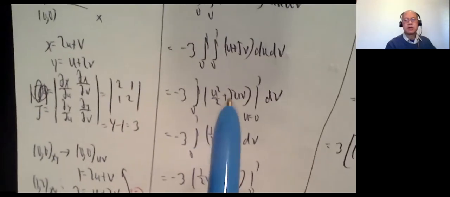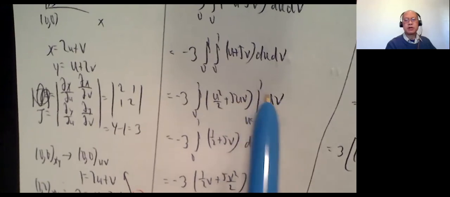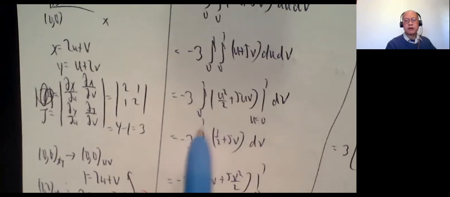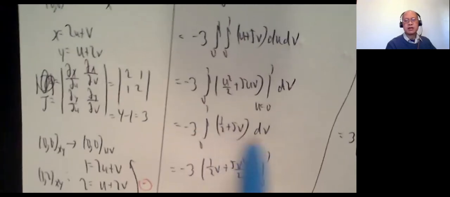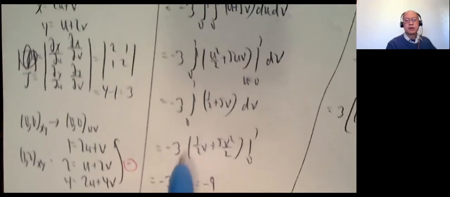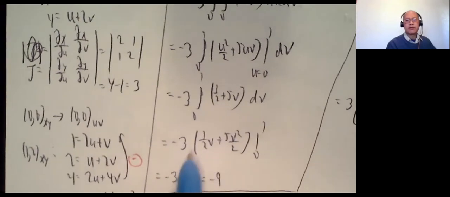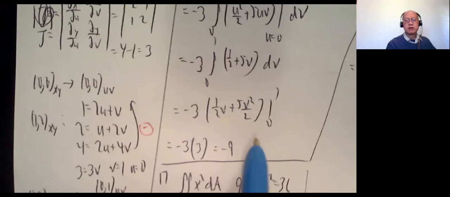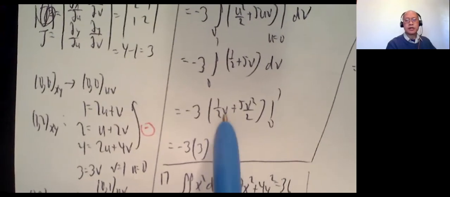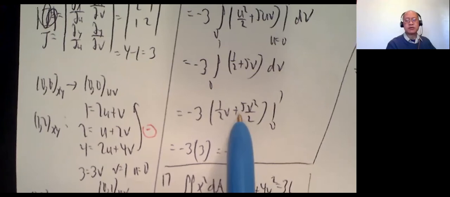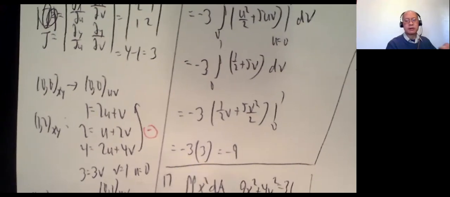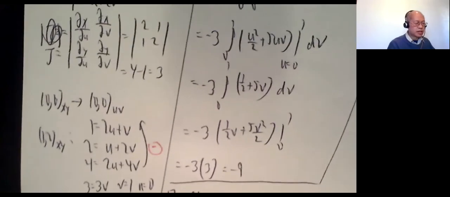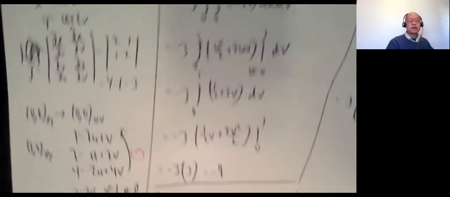u squared over 2 plus 5uv from 0 to 1. u is 0, plug in 0, you get 0. Plug in 1, you have 1/2 plus 5v dv. So 1/2 v plus 5v squared over 2 from 0 to 1. Plug in 0, you get 0. Plug in 1, let's see, you get 1/2 plus 5/2, which is 6/2, that's 3. -3 times 3 is -9. So I have -9.